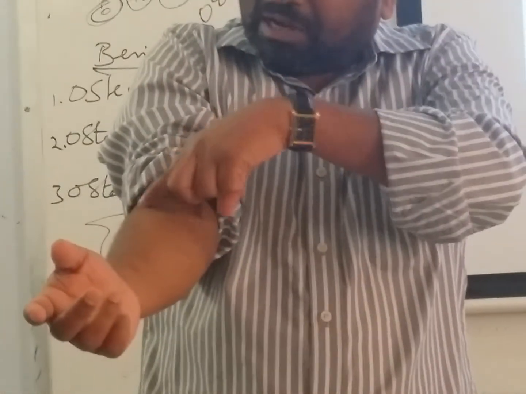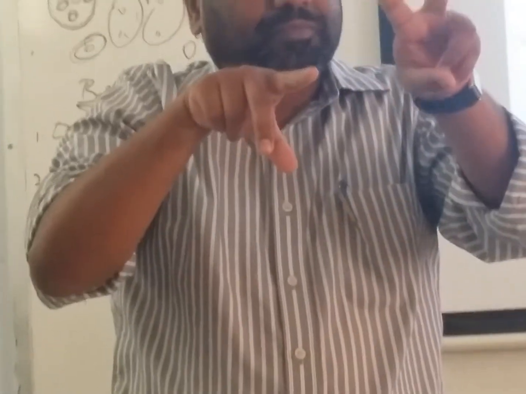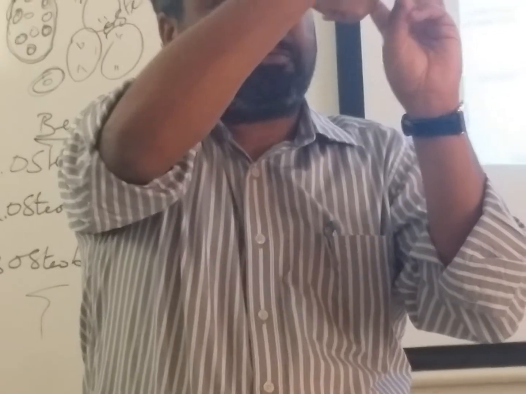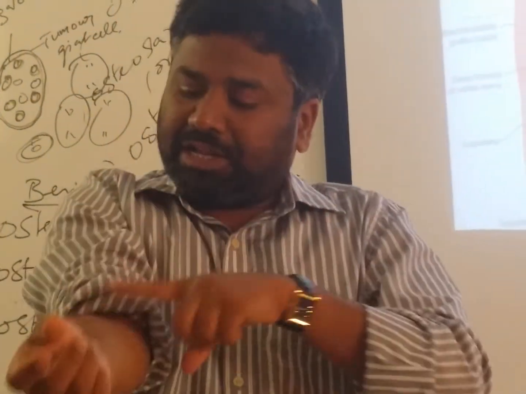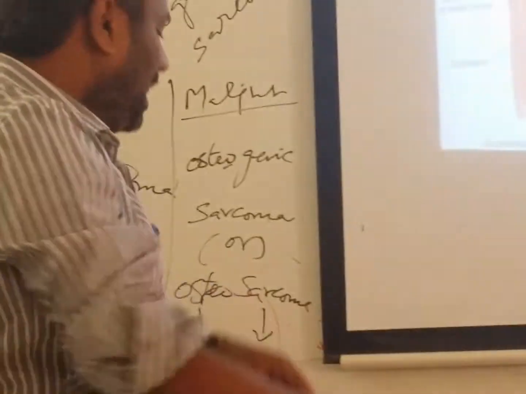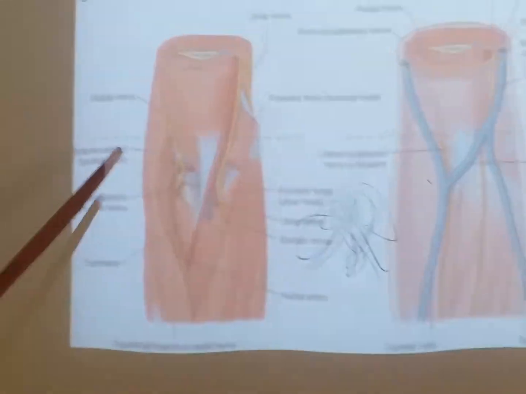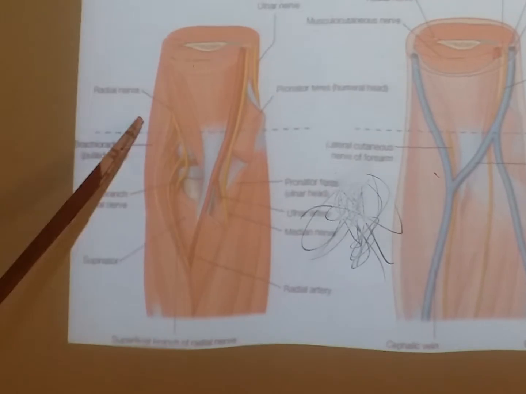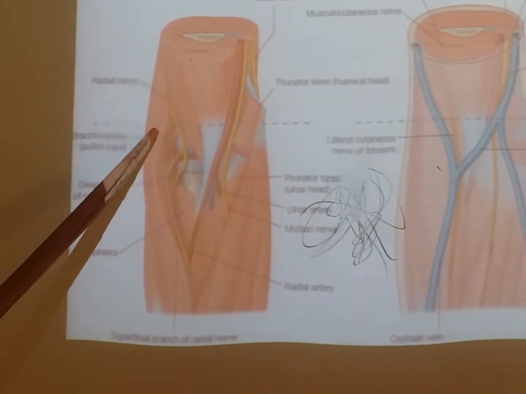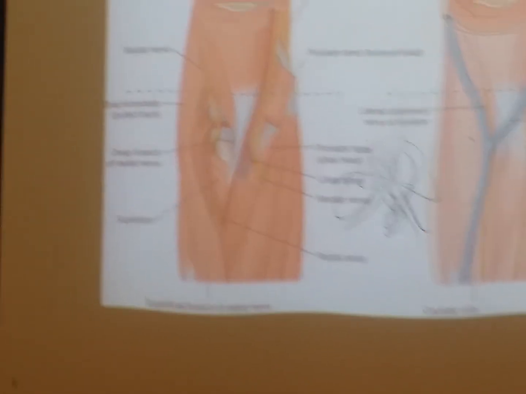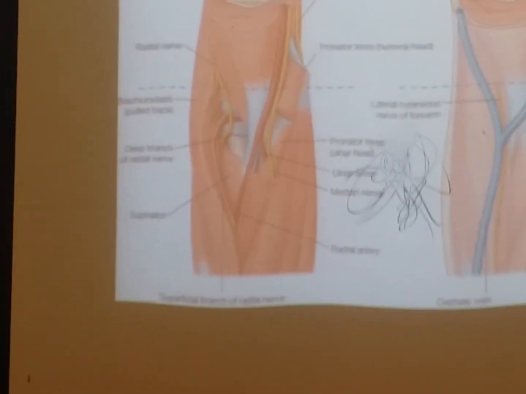Brachioradialis. And the apex is formed by this muscle going like this and this muscle coming like this. They meet. So pronator teres and brachioradialis meet, and that forms the apex. Whereas the base is formed by a line joining the medial and lateral epicondyle. An imaginary line joining the medial and lateral epicondyle will form the base. So these are the boundaries of the cubital fossa.